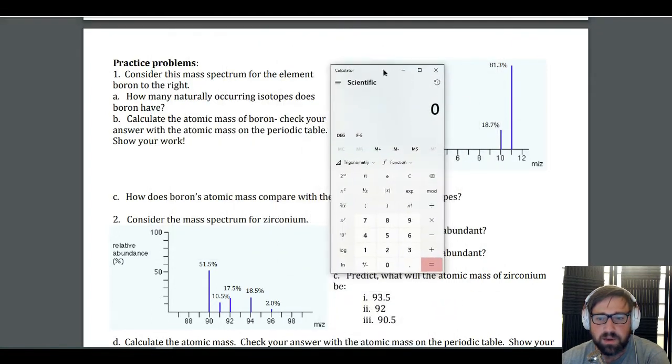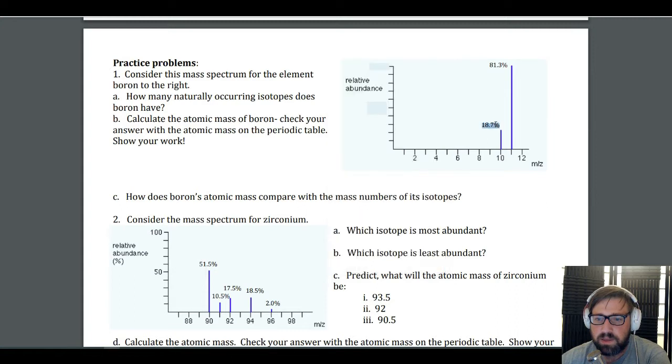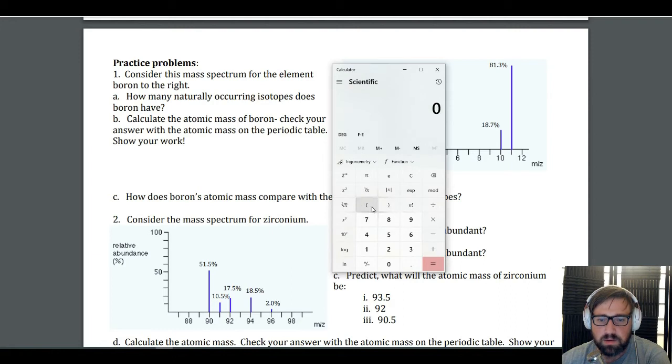But if you want to go through and calculate things, I guess we can do that as well. So we know that it's going to be 10 at this percent and 11 at this percent. So it's going to be 0.187 times 10. Then we're going to add that to 0.813 times 11. And if we did that, we get 10.513.